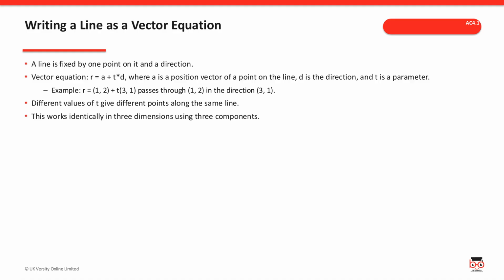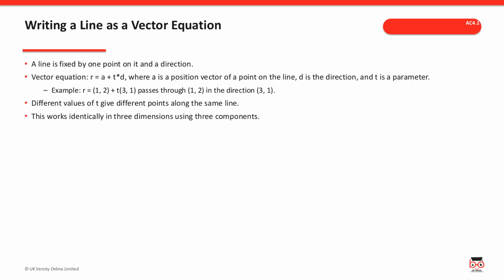A line is completely fixed by 1 point on it and a direction to travel in. We write its vector equation as r equals a plus td, where a is the position vector of a known point, d is the direction, and t is a parameter you can dial up or down. For instance, r equals (1, 2) plus t times (3, 1) passes through the point (1, 2) heading in the direction (3, 1).